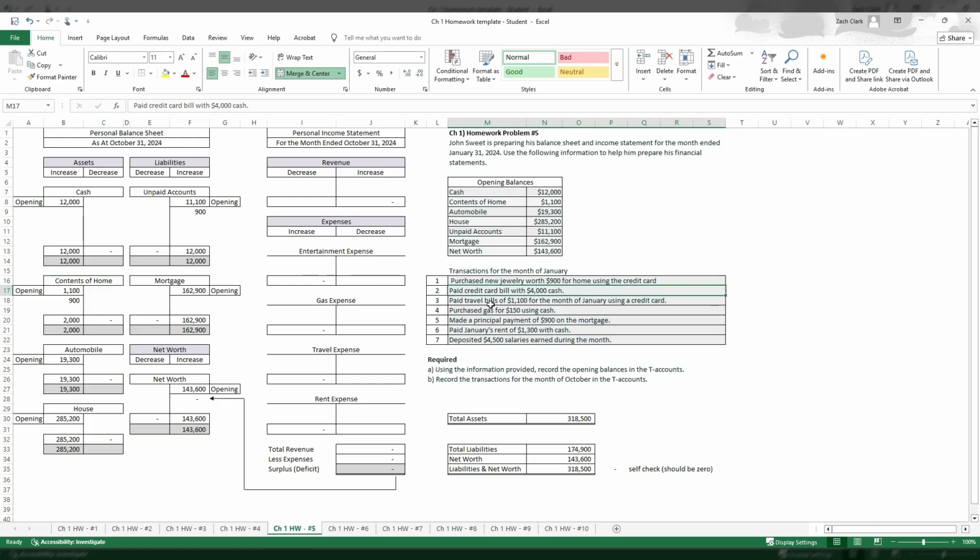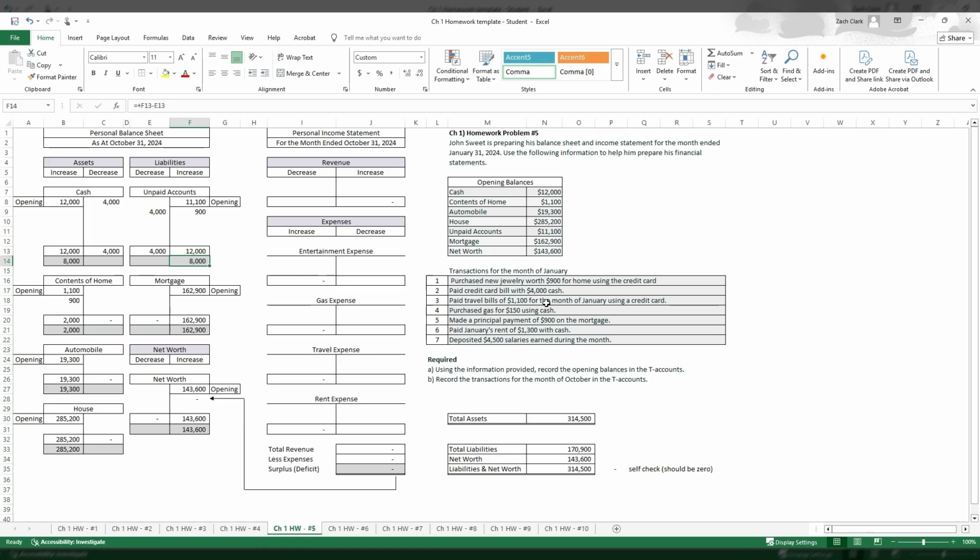Number 2, we paid a credit card bill with $4,000 cash. So now we're going to impact the cash account. We're going to have a decrease of $4,000. And now we're reducing our credit card bill down to $8,000.